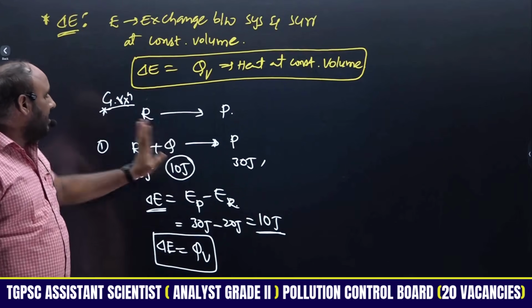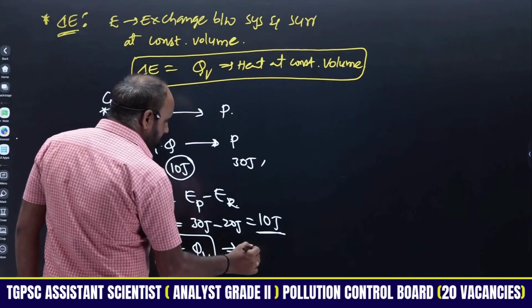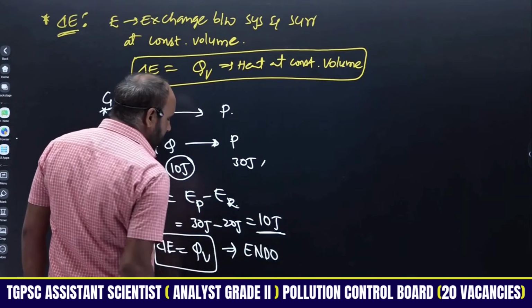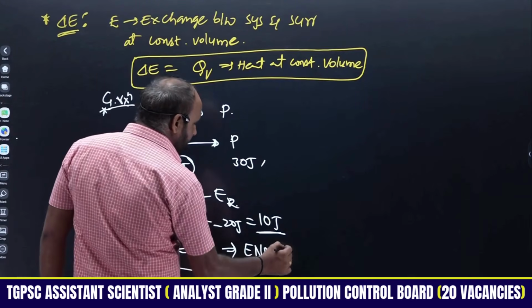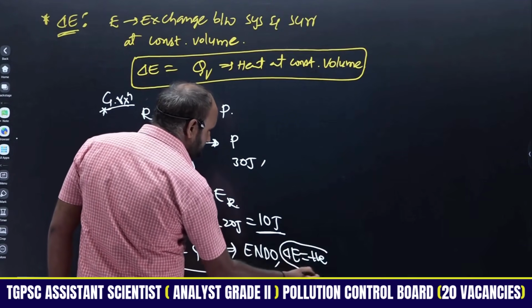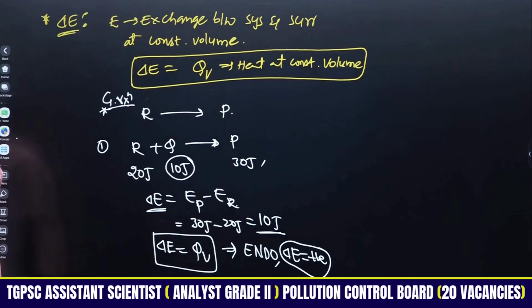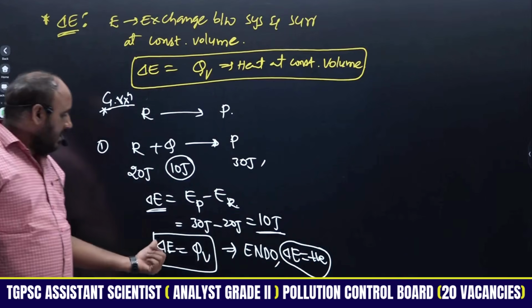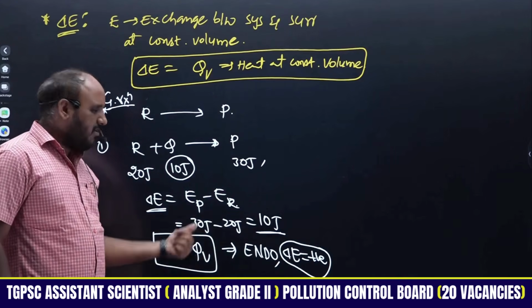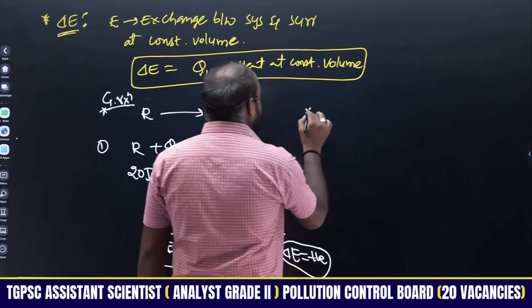Whenever heat energy is absorbed, hence that reaction is called as what? Endothermic reaction. For endothermic reaction, delta E will be what we have to consider? That will be positive. This is also we have to remember. For endothermic reaction, delta E will be positive and delta E is equals to QV. All this terminology we have to utilize, right? Okay.